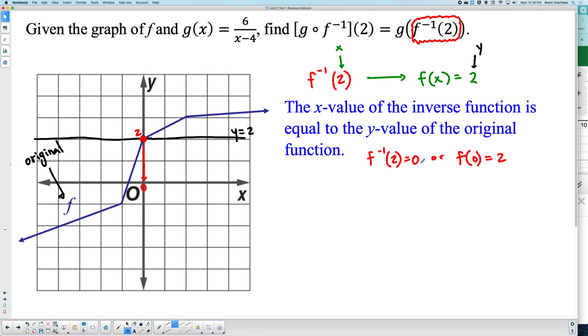Make sure it's with me, please. We're just switching inputs and outputs on an inverse. So, saying all that, what is f inverse of 2 equal to? 0. So how do I continue on? I take this value and I substitute it in. Now I'm looking for g of 0.